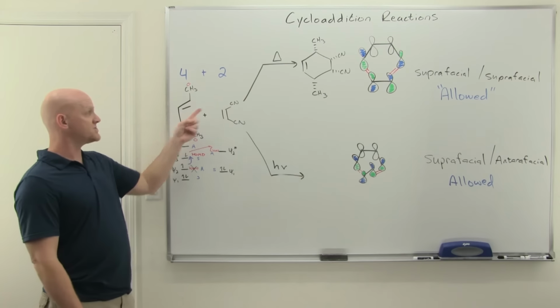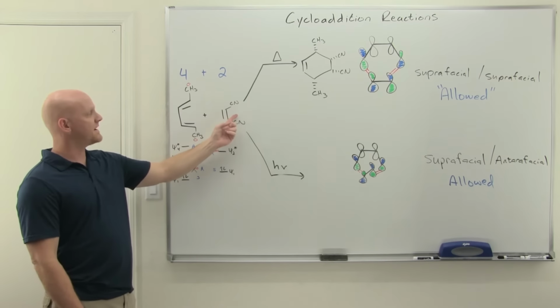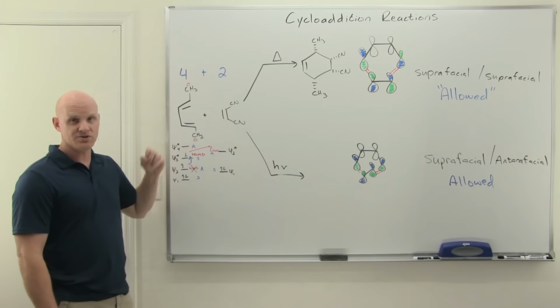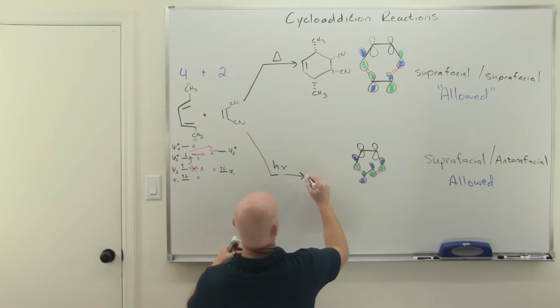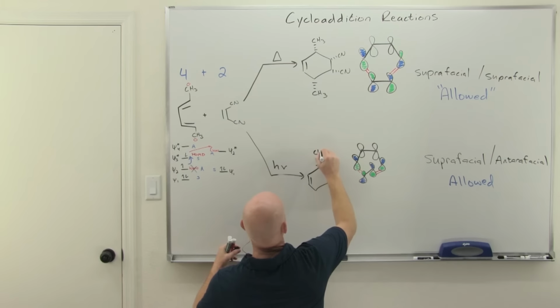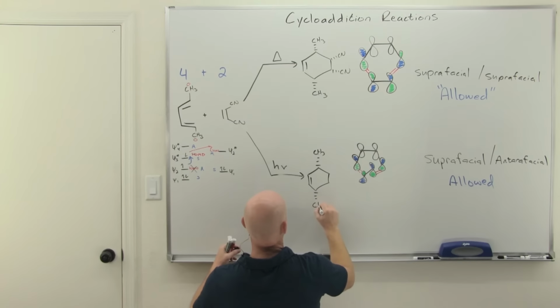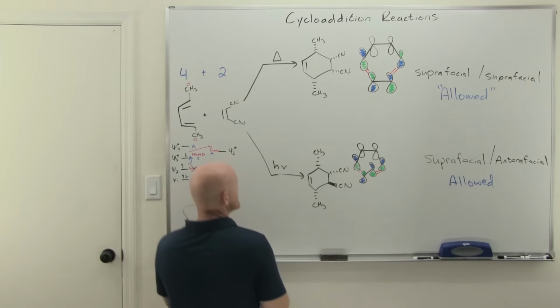Either this could be suprafacial and this antarafacial under photochemical conditions, or the dienophile could be suprafacial and the diene antarafacial. And so it leads us to a couple of different options for products here. And so in this case, this is one of your options.